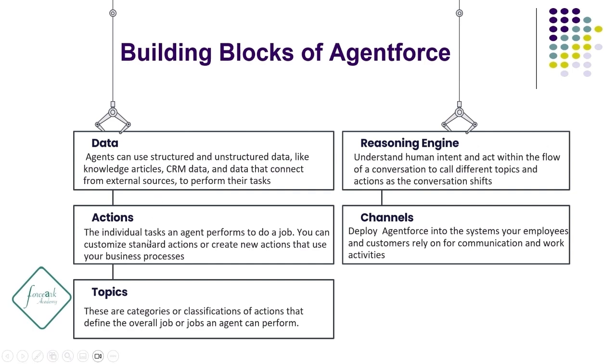Actions are the individual tasks an agent can perform to do its job. We can customize the standard actions or create new actions for business purposes. The topics are the category or the classification of actions that define the overall job an agent can perform. For example, case management can be a topic. Actions such as create cases or update cases can come under the topic of case management.